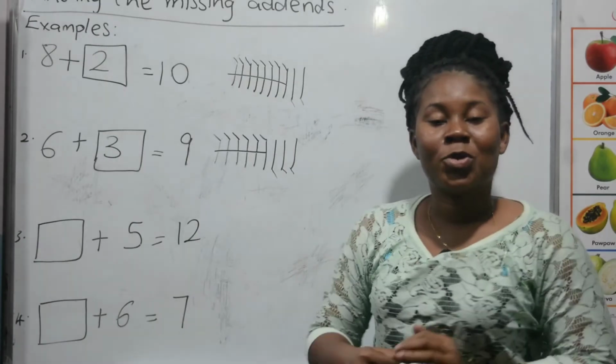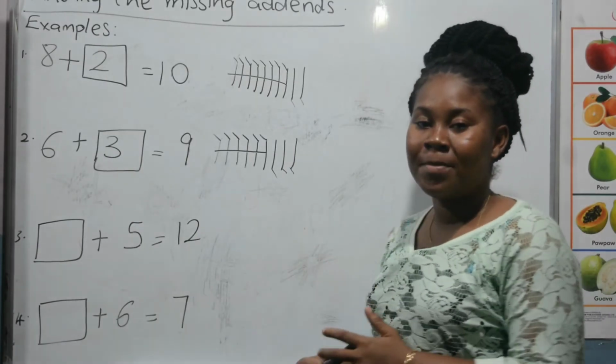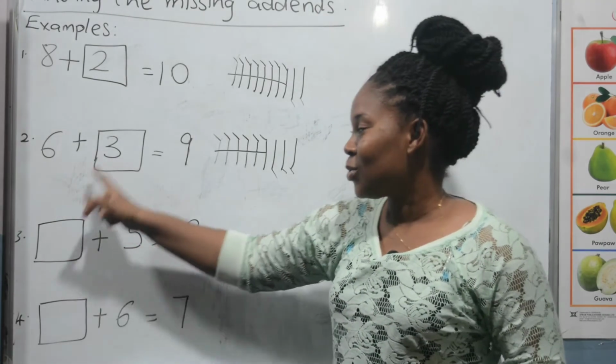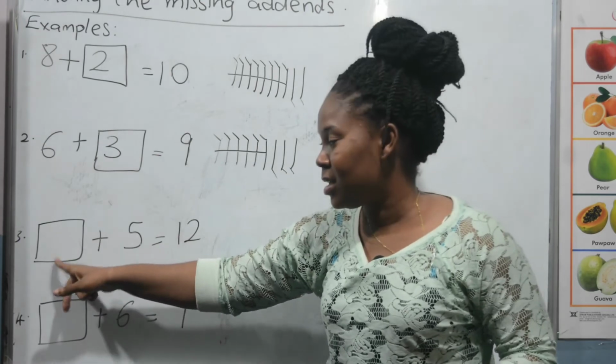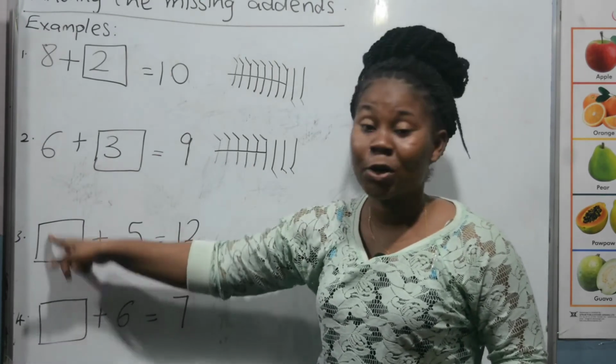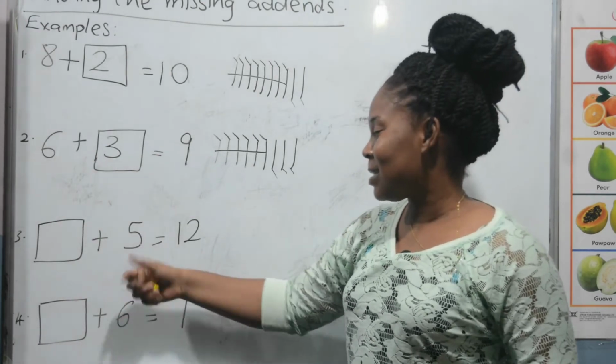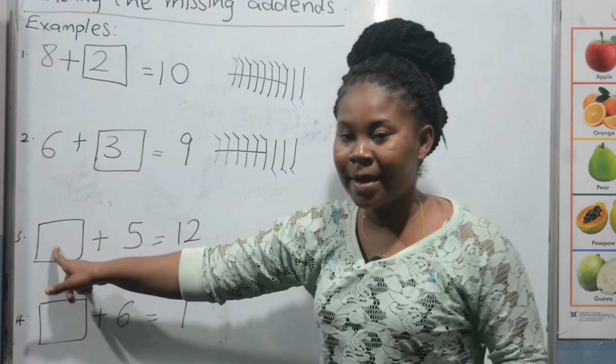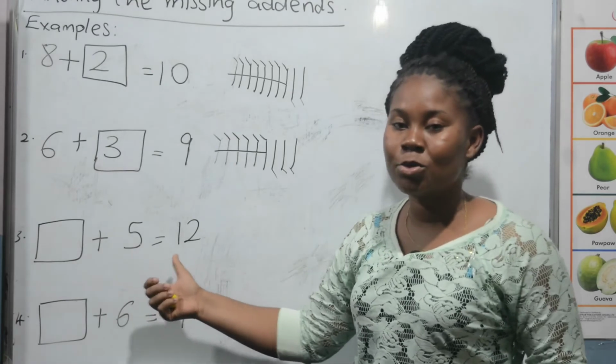So now let's solve it together and see if you will get the same answer that you had at home. So we have a box here. So now the missing number came first. So a box plus 5 equal to 12. The missing number plus 5 equal to 12.